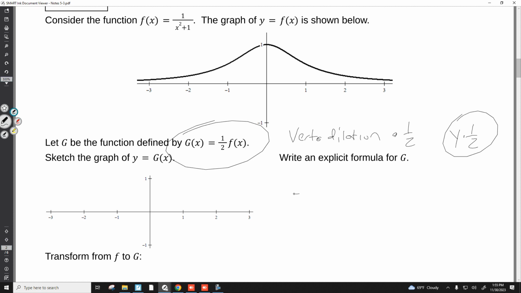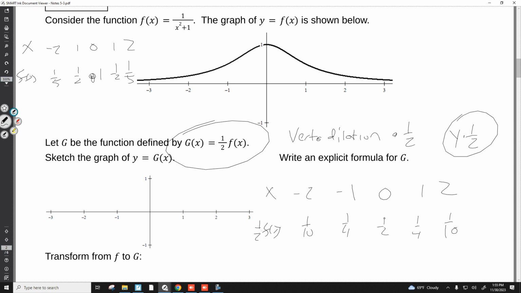We had the points -2, -1, 0, 1, 2. Let's create the graph again. We had a fifth, a half, 1, a half, a fifth. Take your y coordinates, multiply by 1/2. The x values stay the same. This becomes a 10th, a 4th, a 1/2, a 4th, a 10th.